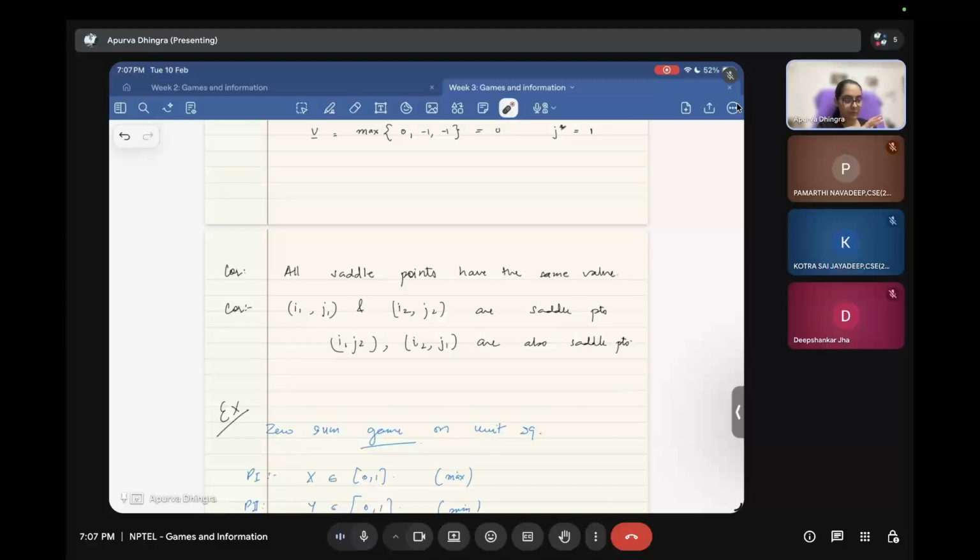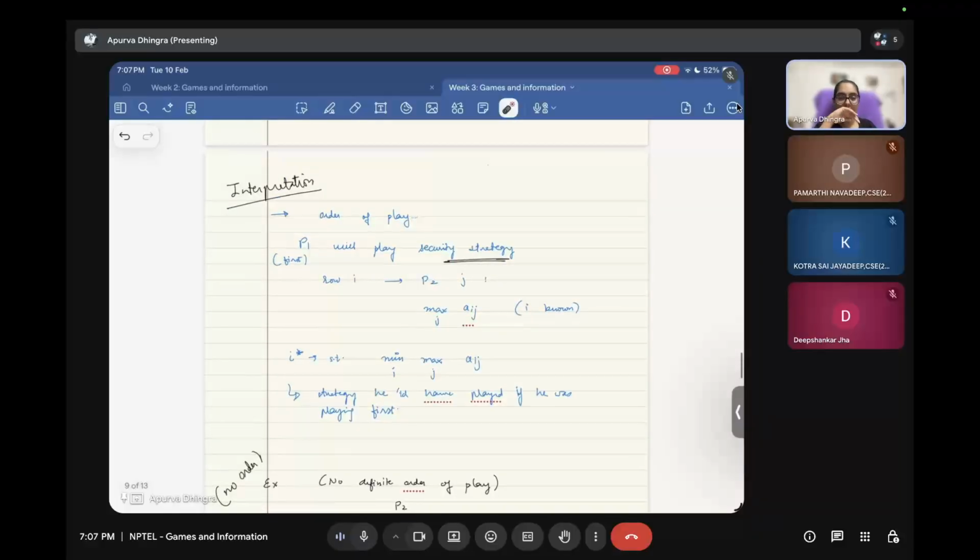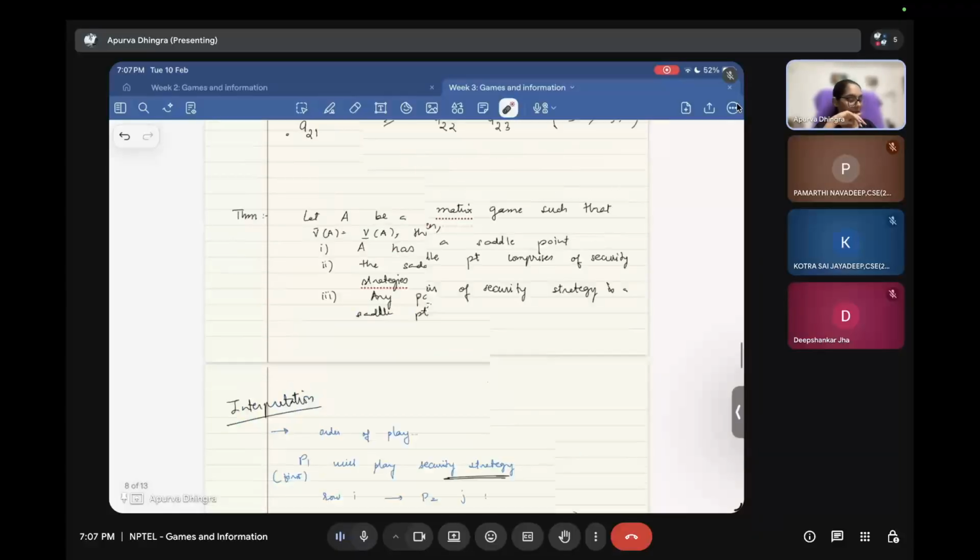So this sort of tells us how we can find saddle points in zero-sum games, or how we can find Nash equilibria in zero-sum games. Okay. Now a little bit of interpretation.